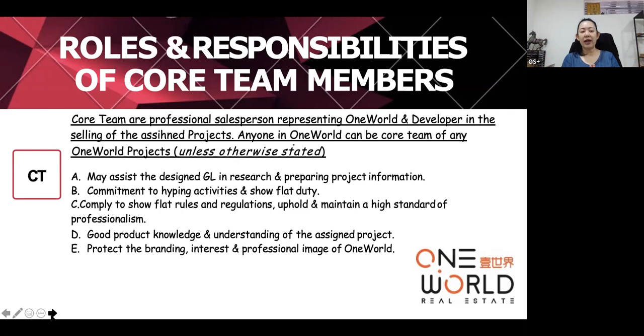All right. So then of any Oneworld project. Okay. So for the core team, what is your duty and responsibility? To assist the GL in research, preparing the project information. You probably say, hey, I'm only core team. Why should I do the project information? Why should I prepare the research?